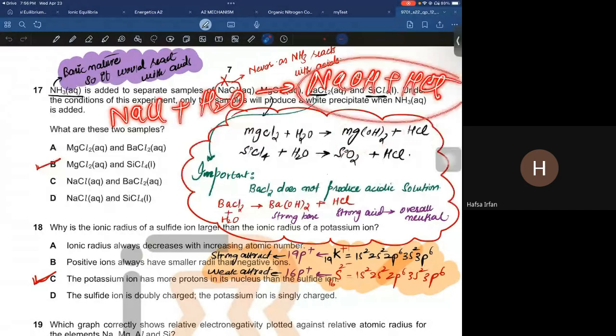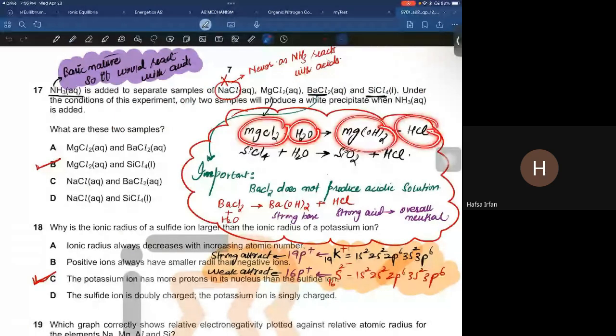So that's why I cannot say that ammonia would be reacting with this. When you add magnesium chloride in water, it's going to produce a weak base and a strong acid. So the strong acid has a dominant effect. That's the reason ammonia would be reacting with this MgCl2, of course. And also you can say that magnesium hydroxide is insoluble in water. It's a solid.